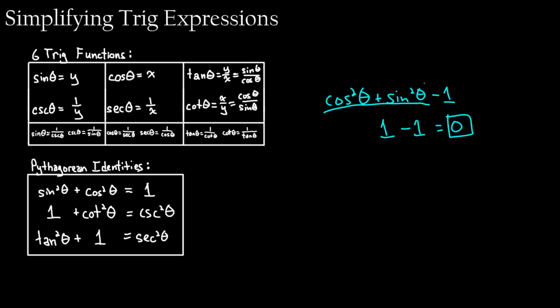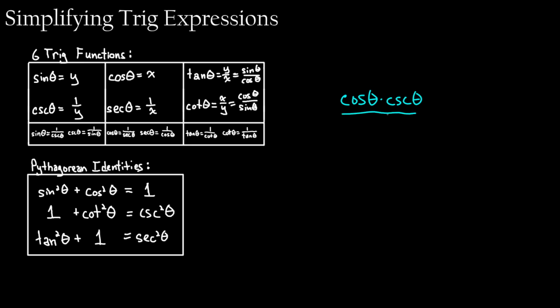All right, let's do another one. Flying through these. All right, next up here, we're going to try cosine of theta times the cosecant of theta, and I'll put a little times in there this time, divided by cotangent of theta.